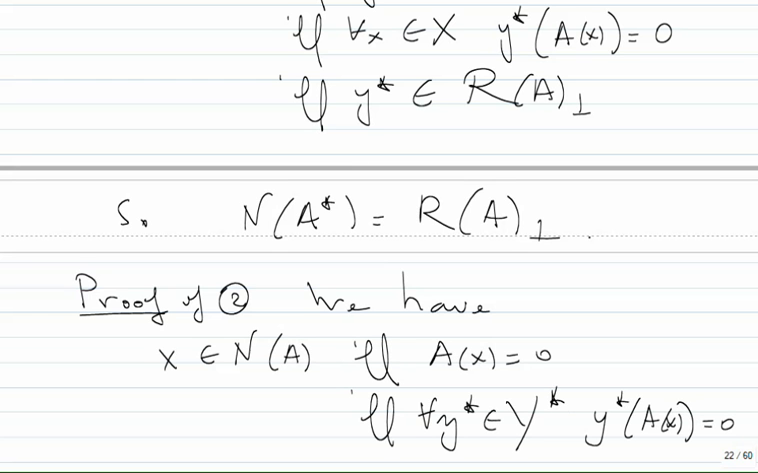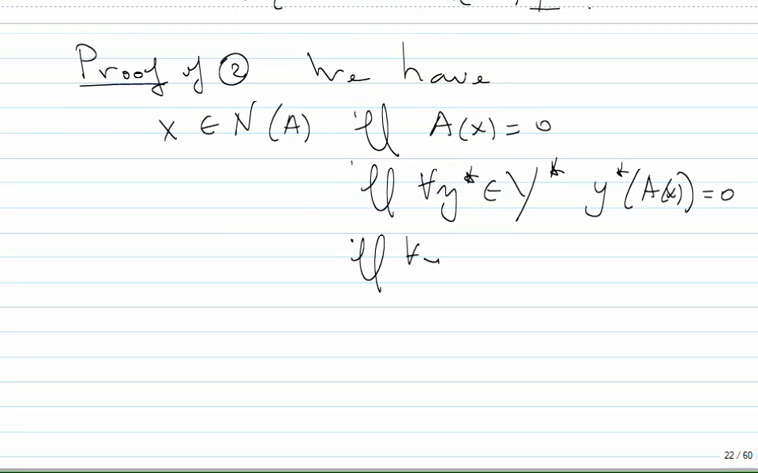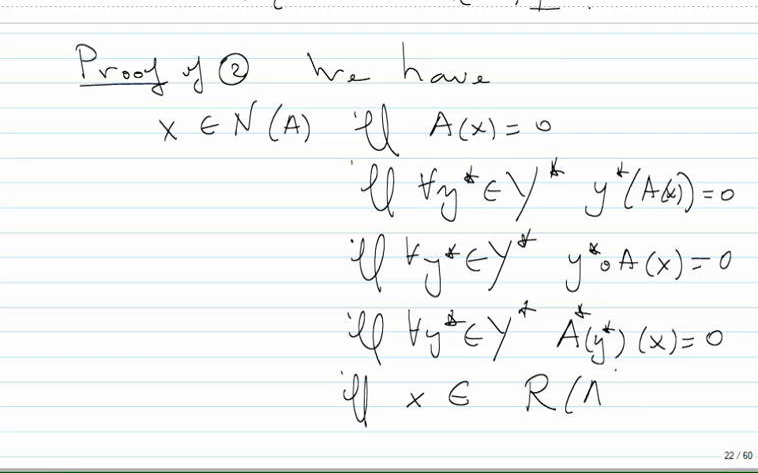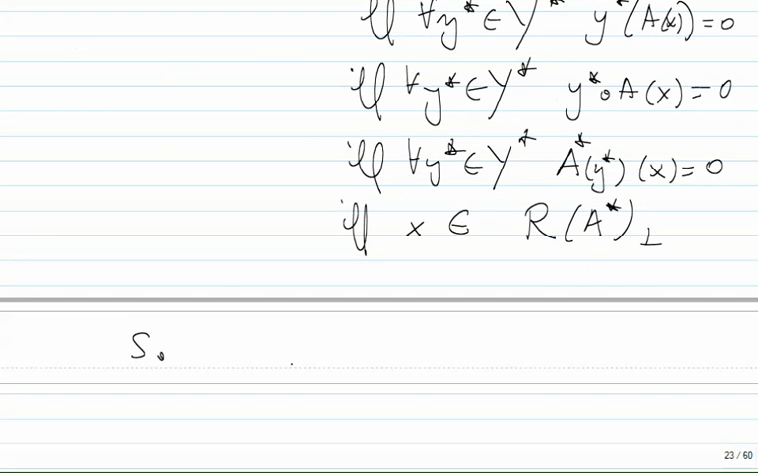And this tells us that, if and only if for every Y star in Y star, we have Y star composed with A at X equals 0, if and only if for every Y star in Y star, we have A star of Y star at X equal to 0. Okay? So this tells me that X belongs to the kernel of A star Y star for every Y star, and Y star describes the range of A star. So this is the range of A star orthogonal, because we're back in the space. Once I put everything together, we get that the null space of A is just R of A star orthogonal.